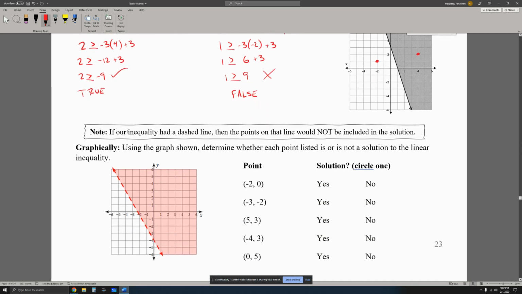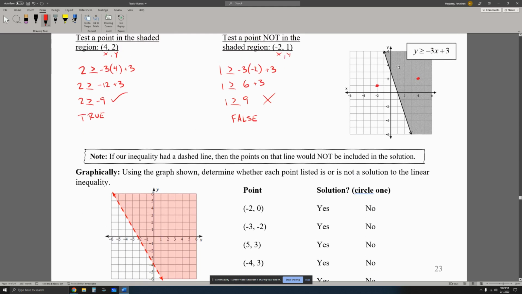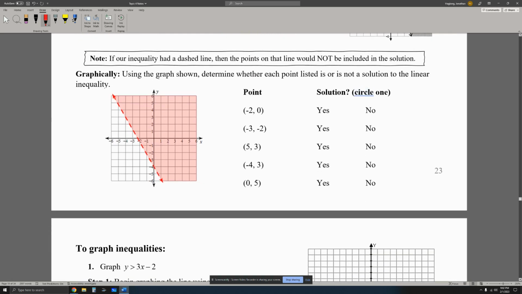If the inequality had a dashed line, so here we have a solid line, if it was dashed, then points that are on the line would not be included. But because this is a solid line, the points on the line are included. Okay, so let's see what this looks like graphically.